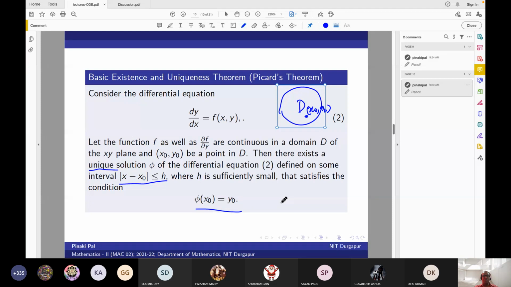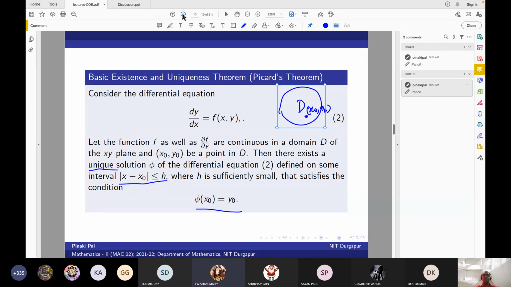So the requirement is very simple. The functions f and ∂f/∂y both should be continuous in that domain. Then existence of a unique solution passing through the point (x0, y0) is guaranteed. And the unique solution phi will be defined in a real interval around x0, given by |x − x0| ≤ h.